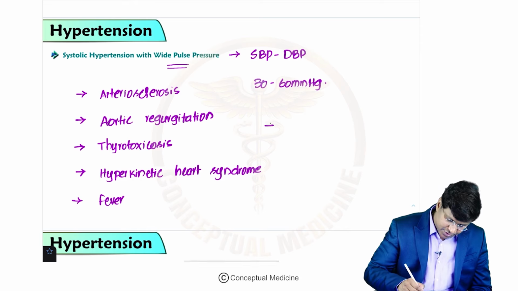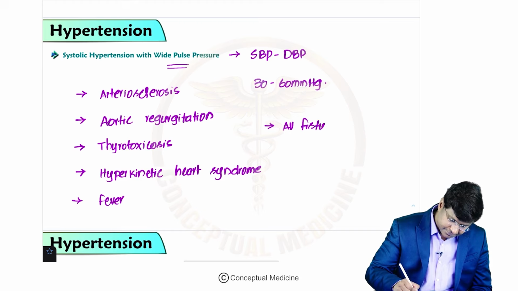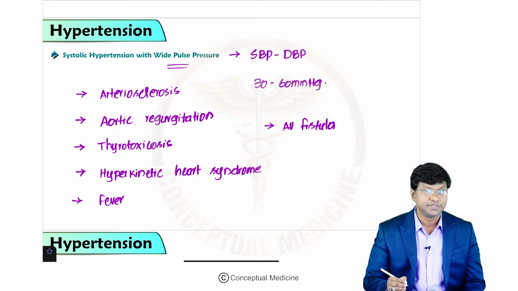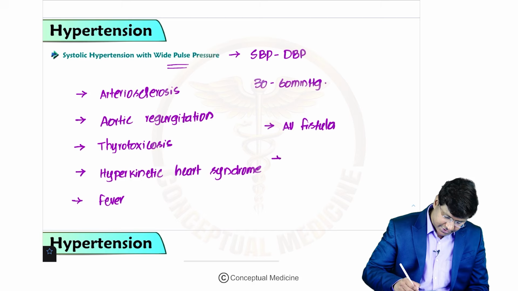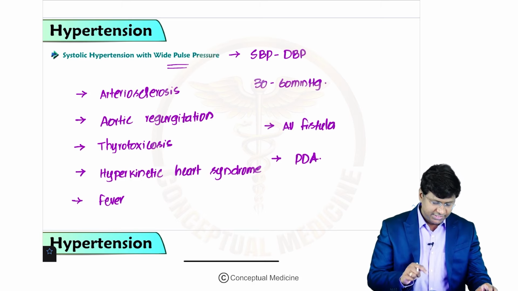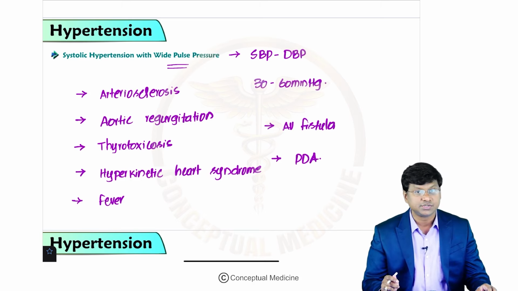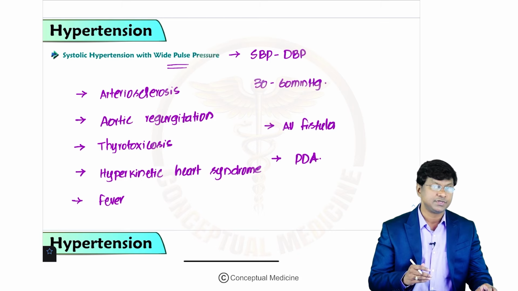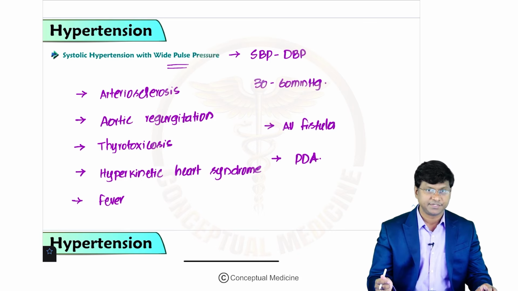Next, in individuals with arteriovenous fistula, that is AV fistula, then PDA, that is patent ductus arteriosus. So, these are all the conditions where you have systolic hypertension with wide pulse pressure.